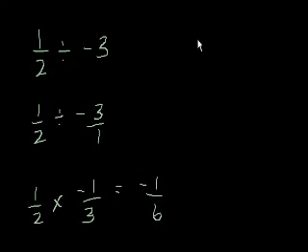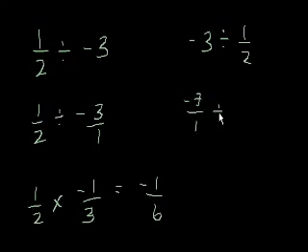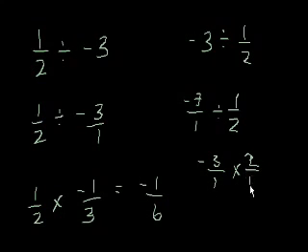Let's do it the other way. What if I had negative 3 divided by 1/2? Same thing. Negative 3 is the same thing as minus 3 over 1 divided by 1/2, which is the same thing as minus 3 over 1 times 2 over 1, which is equal to minus 6 over 1, which equals minus 6.